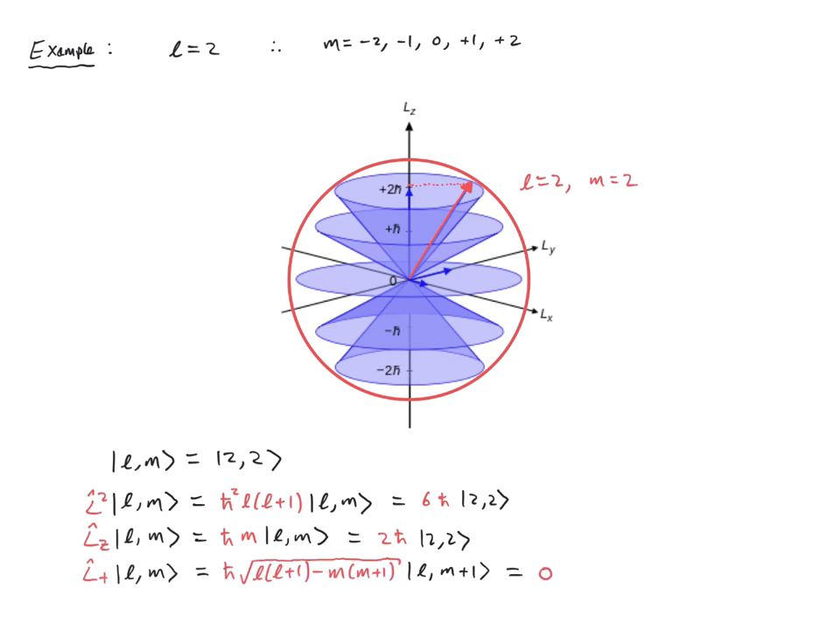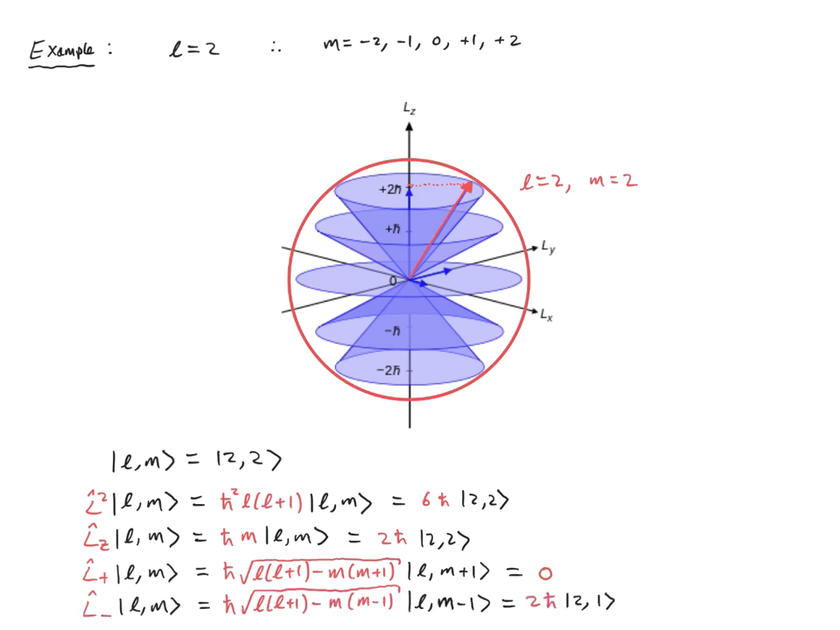If I try to raise the z projection of the angular momentum by using the L plus operator on our state, then because of the special form, as discussed on the previous slide, we see that this annihilates the state 2, 2 and gives us 0. There is no such state with an m value that's greater than 2 when we have L equals 2.